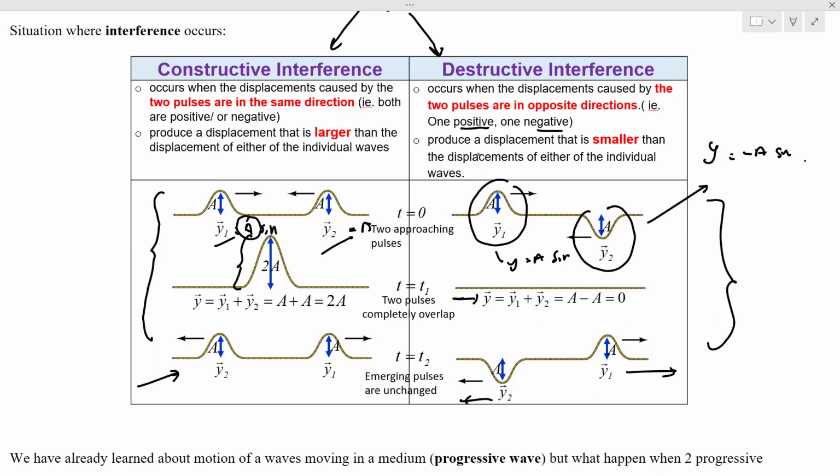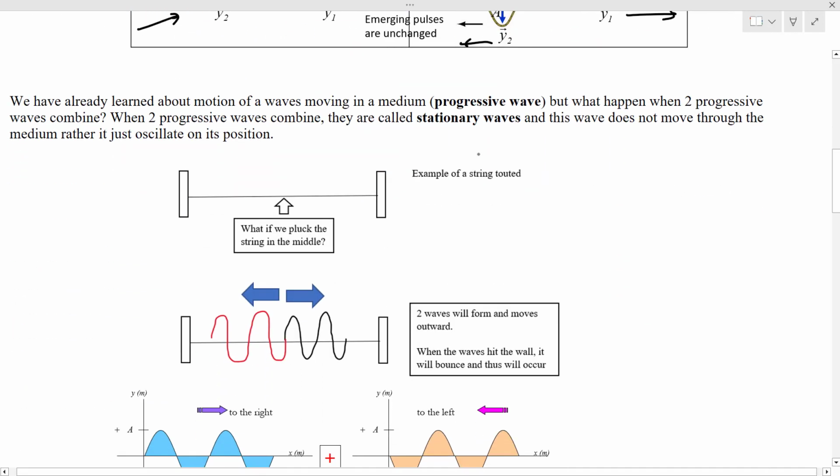So itu adalah constructive and destructive interference. These are the names of superposition. So superposition and interference is basically the same. We have already learned about motion of wave moving in a medium, which we call progressive wave. But what happens when two waves combine? Kita tahu bila dua ombak bergabung, dia adalah superposition, dan boleh terbahagi kepada constructive dan destructive interference. Tapi situasi di mana dua progressive wave bergabung dinamakan sebagai stationary wave.